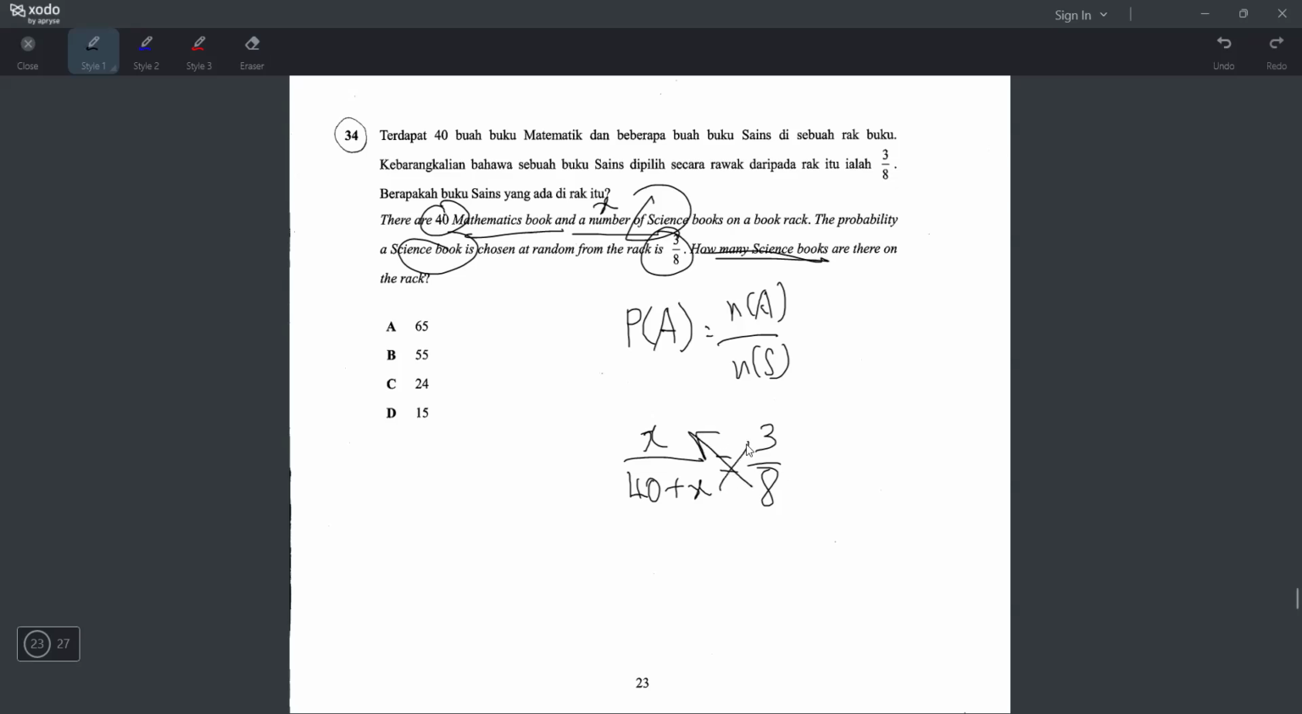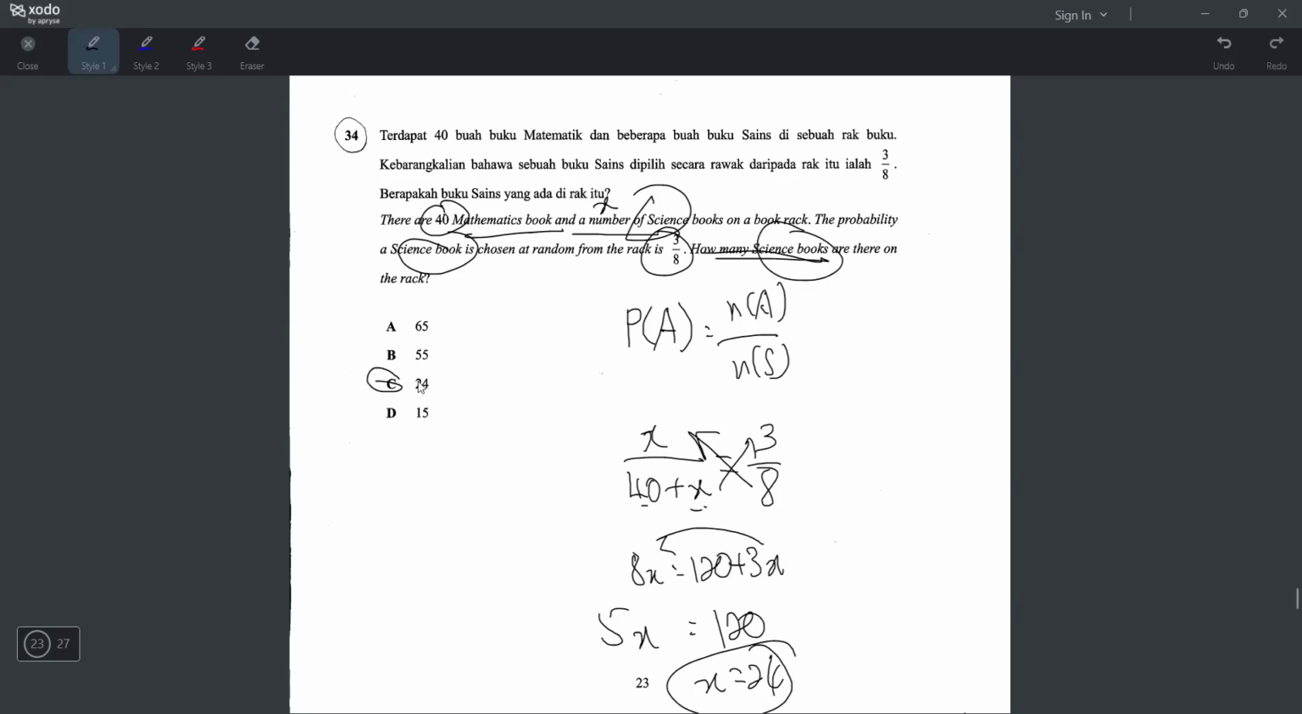So cross multiply. Why cross multiply? Because it's something over something equals something over something. 8 times X, 8X. 3 times 40, 120. 3 times X, 3X. So both sides have to multiply by 3. Okay, plus 3, move it over there, become minus. So become 8 minus 3, which is 5X, 120. So X is 24. And don't forget, X is actually the number of science books. Right? So the answer is C.